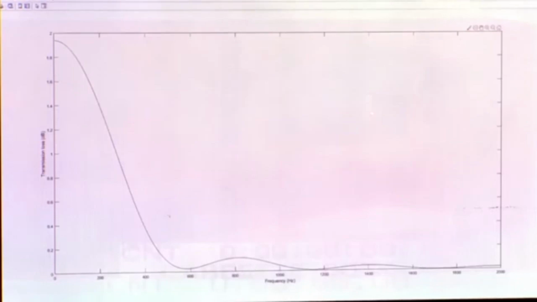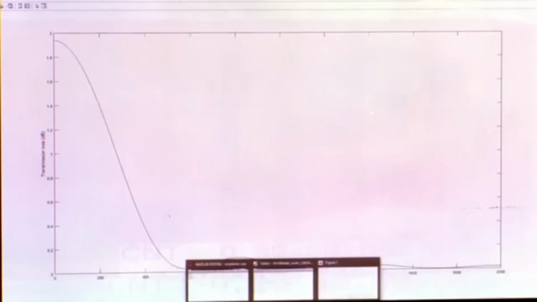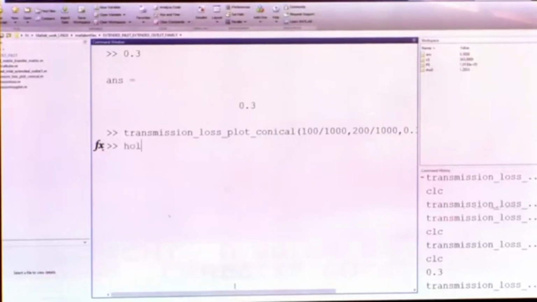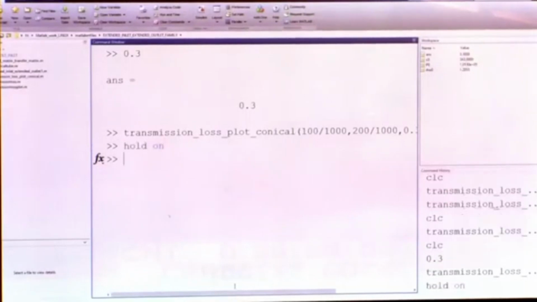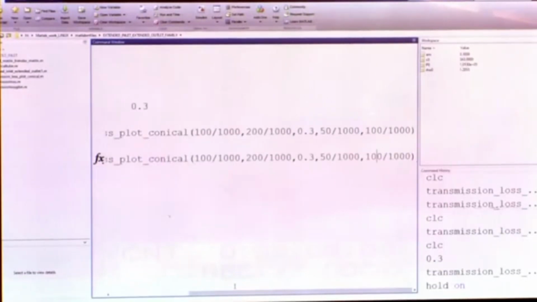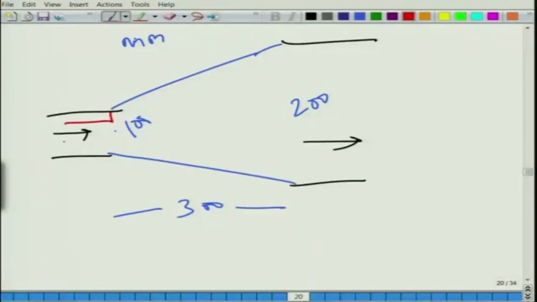Now, what I will do is hold this on, just to demonstrate what sudden expansions can do for you. So, 100 mm. Now, let us have a look at the screen again, and let us analyze the following configuration, this one.